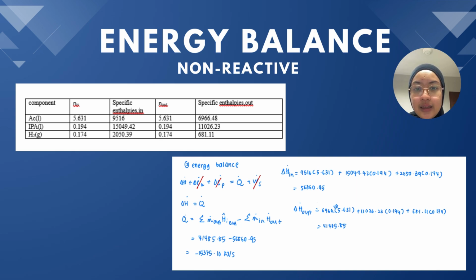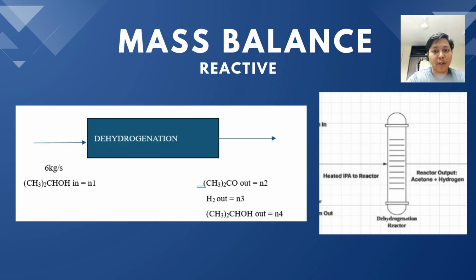So we get the heat transfer equal to the change in enthalpy. The calculation of heat transfer is the mole flow rate times the specific enthalpies, outlet minus inlet. So I get the answer for the heat transfer for the energy balance of the non-reactive system. Next, we go to the reactive system, which is how isopropanol is converted into acetone and hydrogen gas.